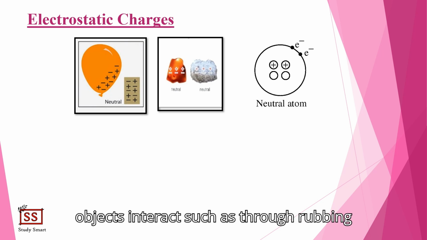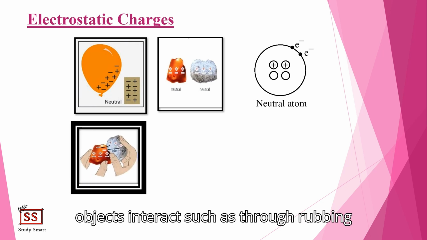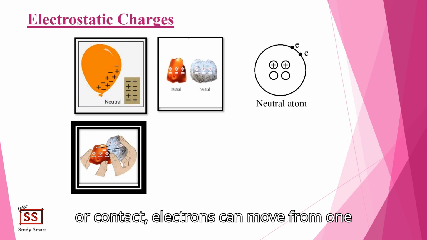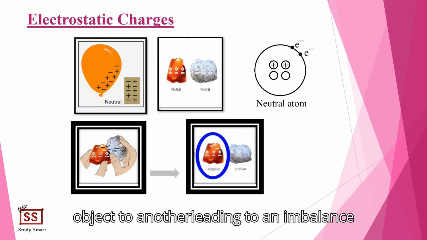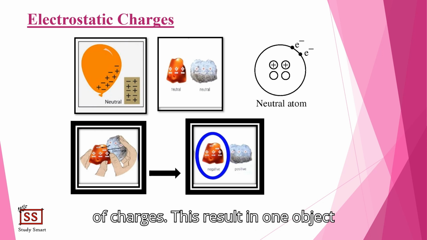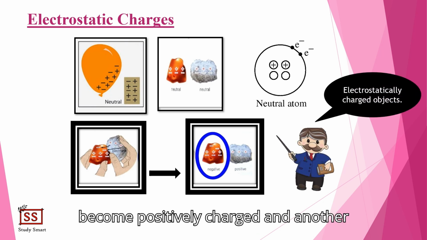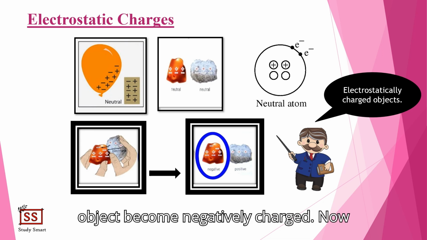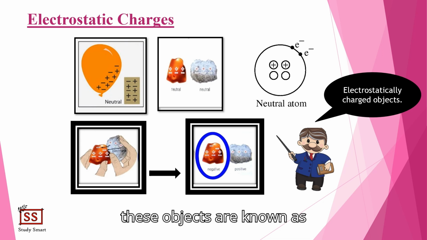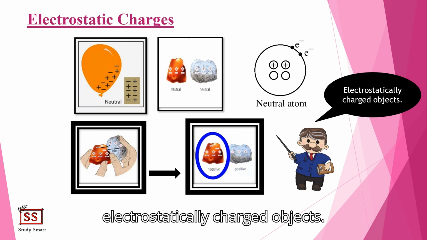However, when objects interact, such as through rubbing or contact, electrons can move from one object to another, leading to an imbalance of charges. This results in one object becoming positively charged and another object becoming negatively charged. Now, these objects are known as electrostatically charged objects.